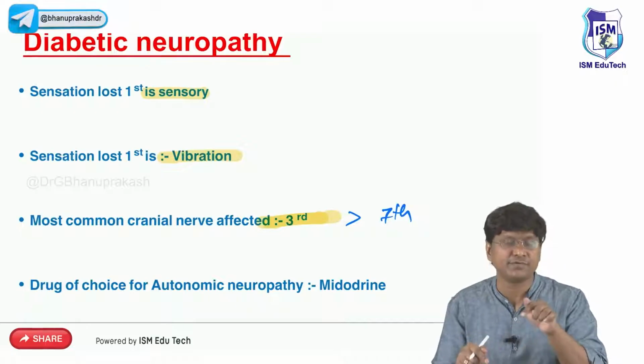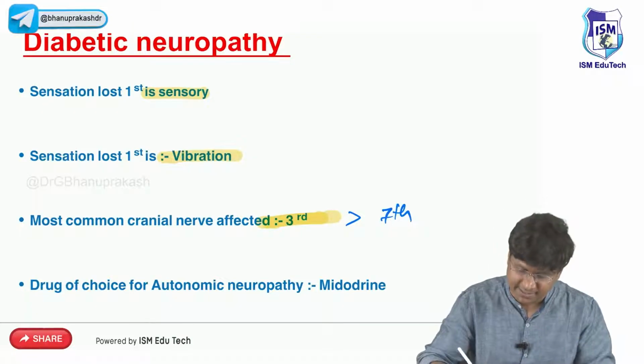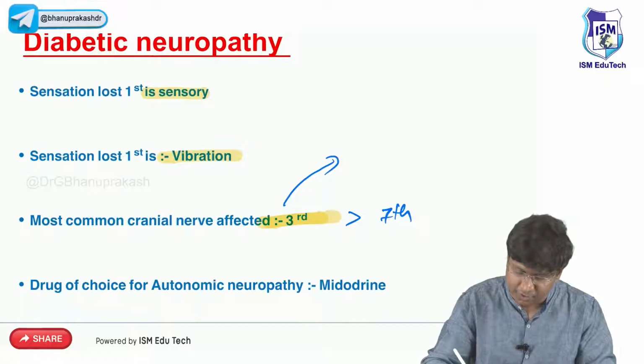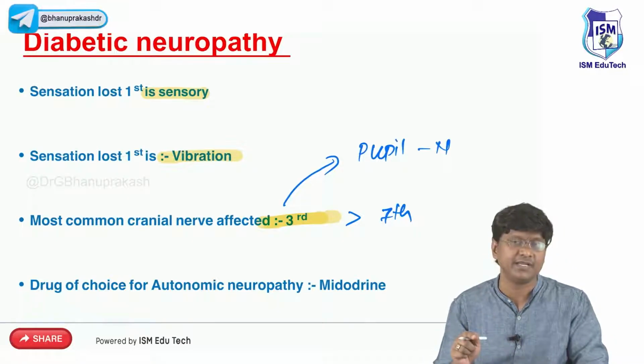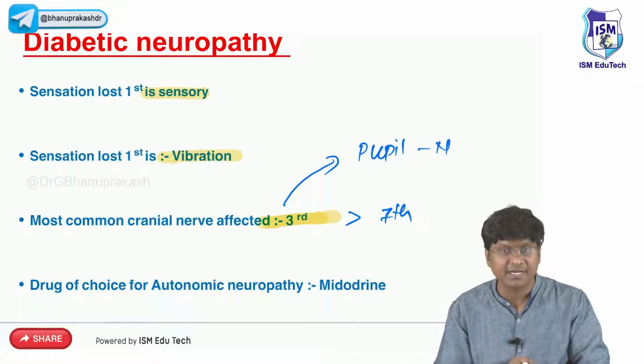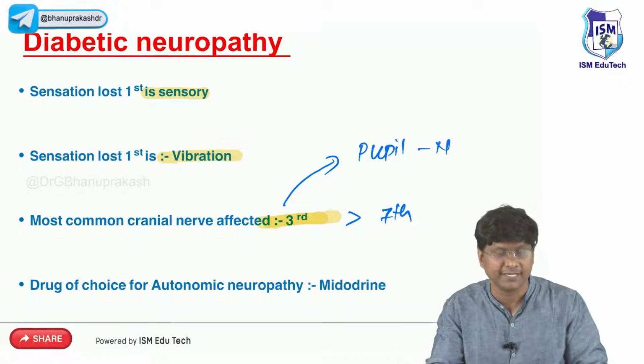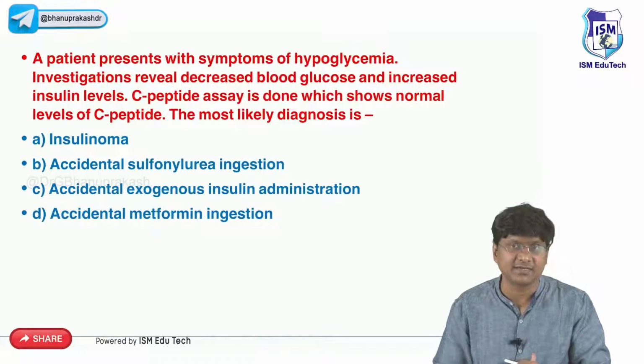But what is the importance of third cranial nerve involvement in diabetics here? In spite of third cranial nerve involvement, the pupil will be normal in size. Normally, when third cranial nerve palsy is there, there should be mydriasis. But here, the pupil will be normal. Okay? Right.